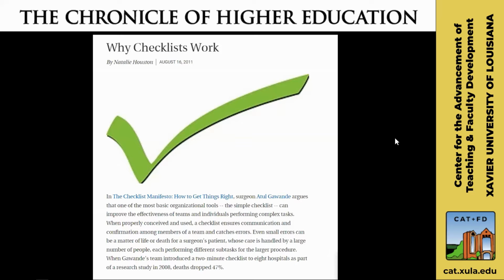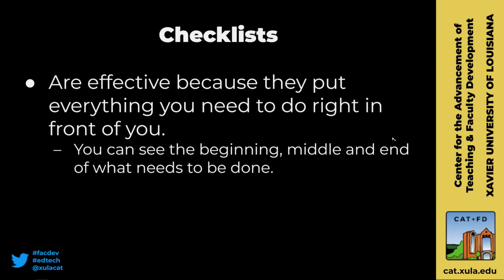I want to start out by talking about checklists. And in his book, The Checklist Manifesto, Atul Gawande argues that one of the most basic organizational tools is, in fact, the simple checklist. It can improve the effectiveness of individuals as well as teams. So checklists are effective because they put everything you need to do right in front of you. You can see the beginning, the middle, and the end of what needs to be done.